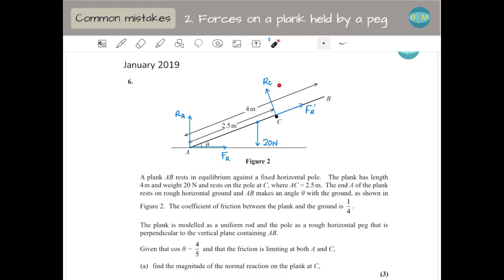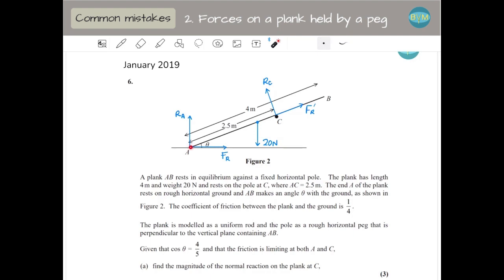I need to find this one. So there are 1, 2, 3, 4 things that I don't know. If I take moments about, for example, A, I will get rid of these forces in my equation because they don't produce moments, because they pass through the point. And I will get rid of this friction here because again the line of the force passes through the point. So the three forces that I don't know won't be producing moment, which could be ideal.